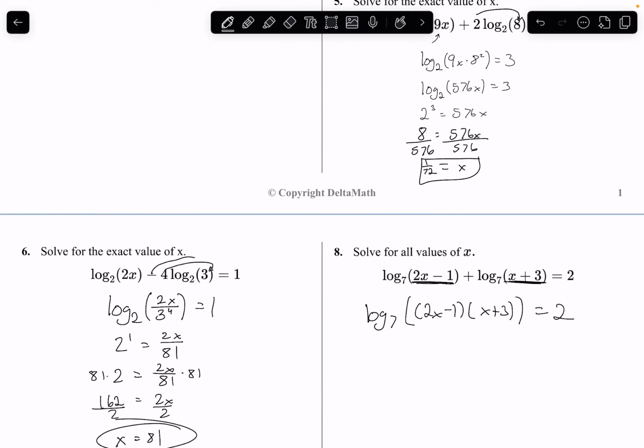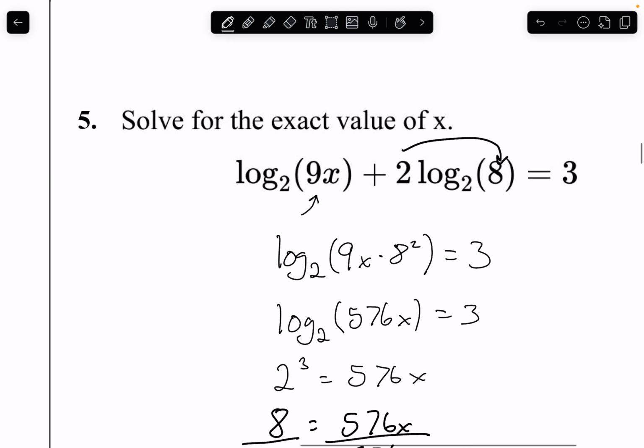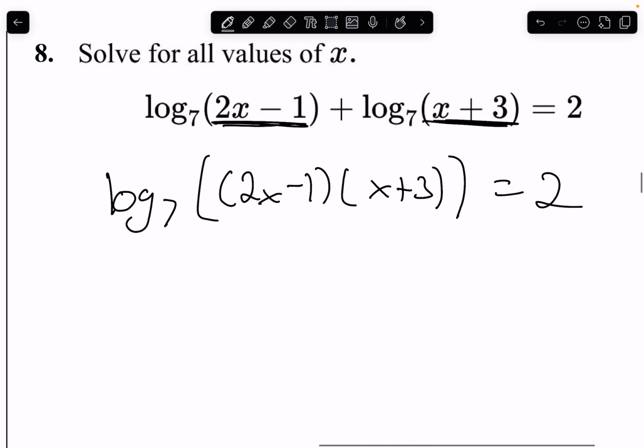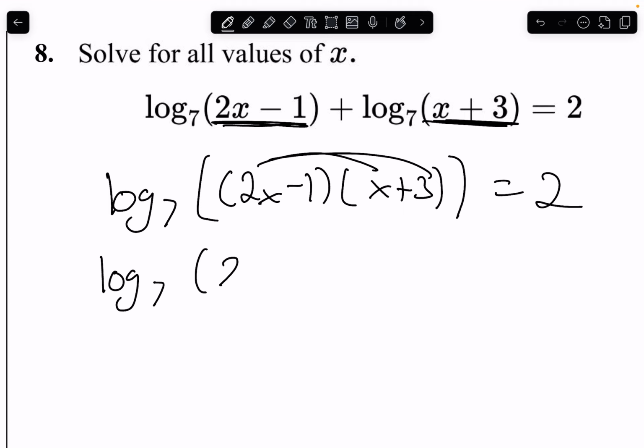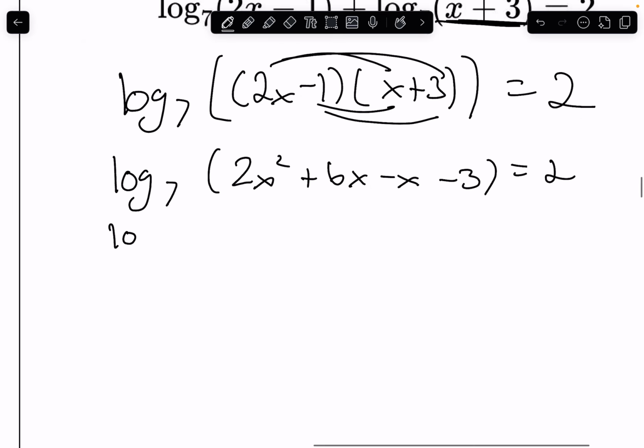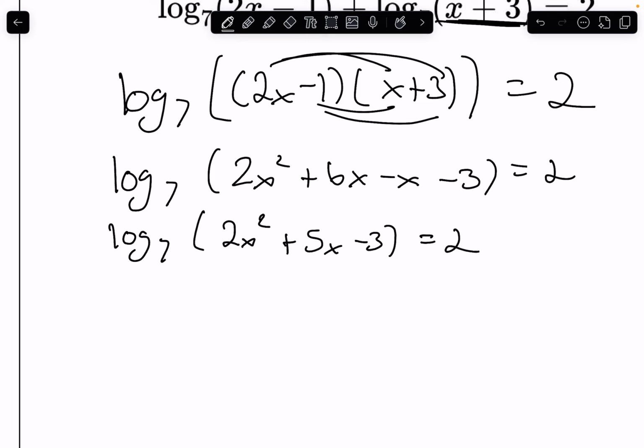So before, when we were multiplying stuff on the inside, we ended up just with one term, right? We didn't have to FOIL or anything. Well, here, now we do have to FOIL. So we get log base 7 of, and we FOIL this out, we get 2x squared plus 6x minus x minus 3. So now we've got log base 7, 2x squared plus 5x minus 3 equals 2.